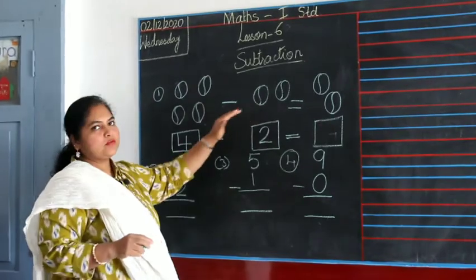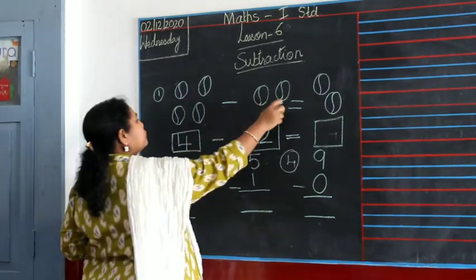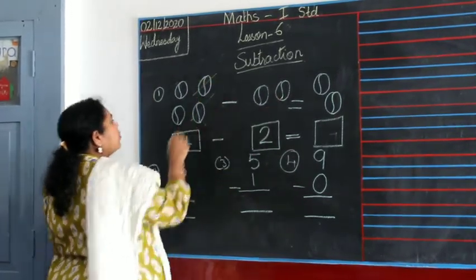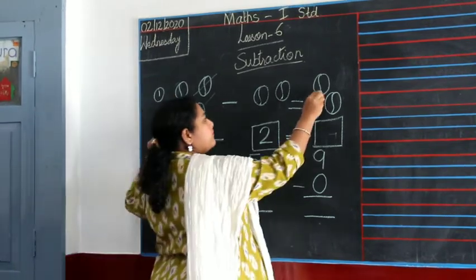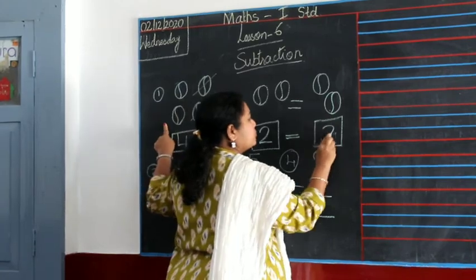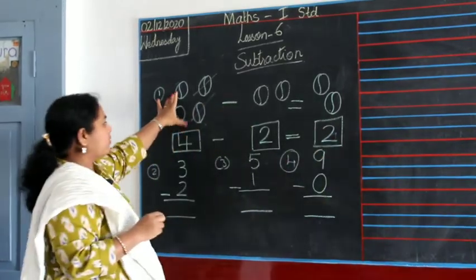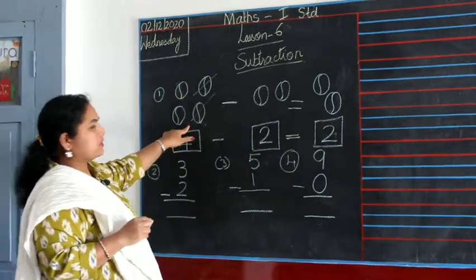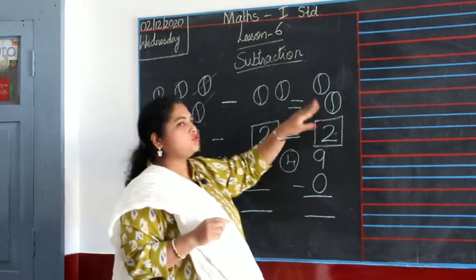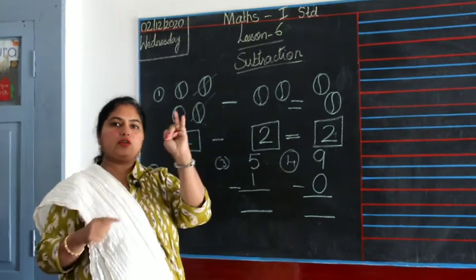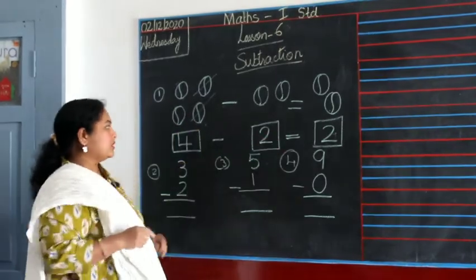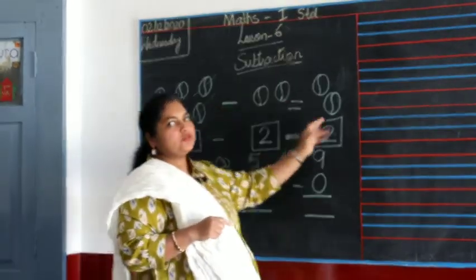So what you can do is, when there are 2 here, you strike out 2. How many are left? 1 and 2. So we have 2 balls left. So 4 minus these 2, I am taking out 2, so I am left with 2. So 4 balls, I am taking out 2, then you are left with only 2 balls. That's 4 minus 2 is 2.